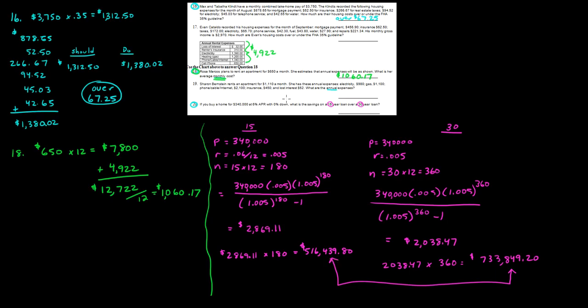So I'm really comparing my 15-year total payment to my 30-year total payment. So how much cheaper is my 15-year? Well, if I subtract the 15-year from the 30-year, since it's so much cheaper, I want to know how much money do I save? Well, it looks like it's $217,409.40 cheaper if I go with the 15-year loan over the 30-year loan.